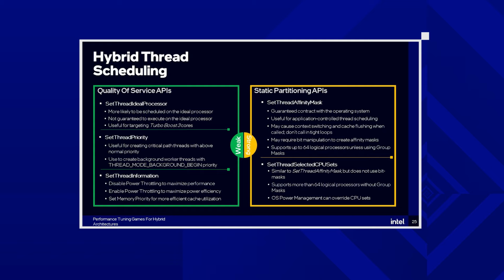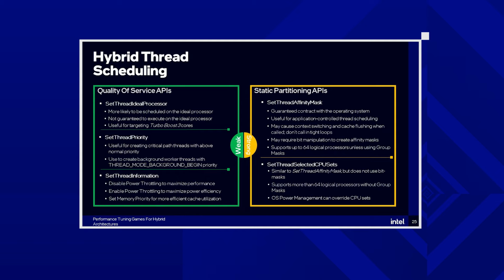Using these APIs will allow the OS to override your choices. Like, let's say you have a thread running on a P core that switches to an idle loop or a busy loop or a TPAUSE or wait. This will allow the OS to switch that thread to an E core. If you use strong APIs, that won't happen. The OS won't be able to do that.